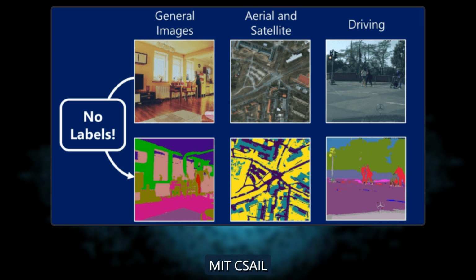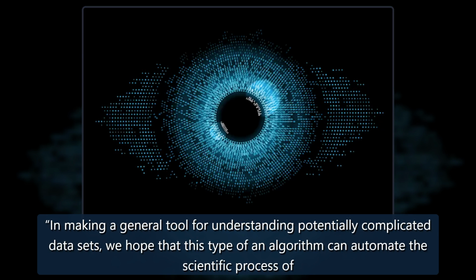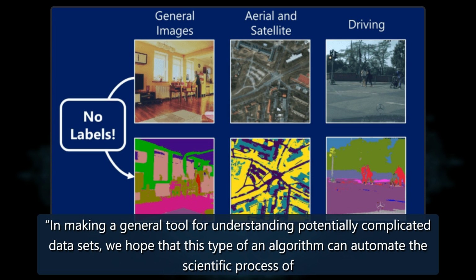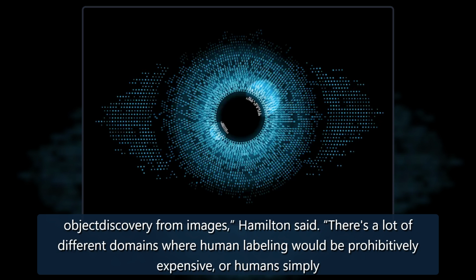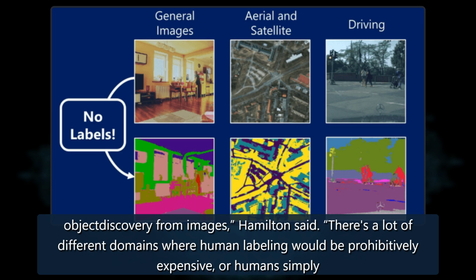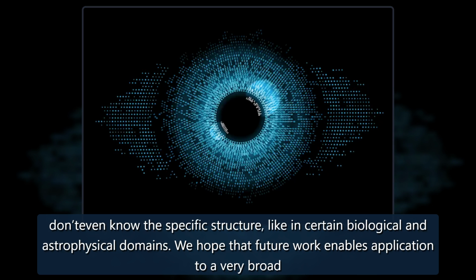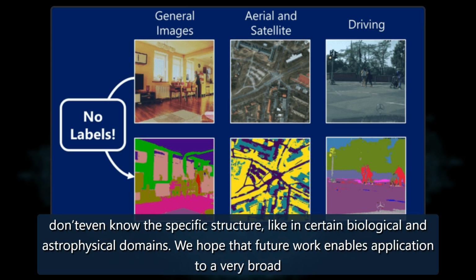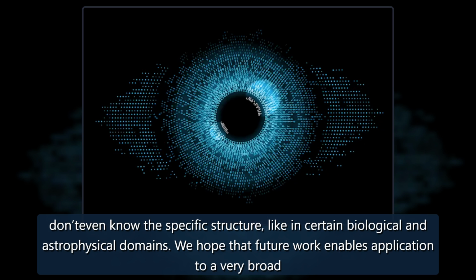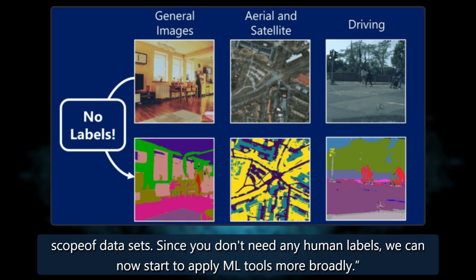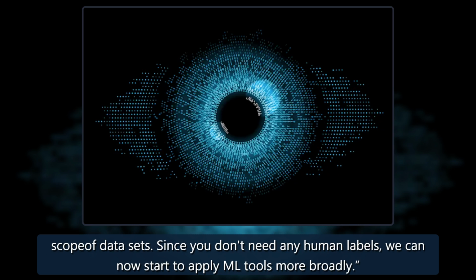"In making a general tool for understanding potentially complicated datasets, we hope that this type of an algorithm can automate the scientific process of object discovery from images," Hamilton said. "There's a lot of different domains where human labeling would be prohibitively expensive, or humans simply don't even know the specific structure, like in certain biological and astrophysical domains. We hope that future work enables application to a very broad scope of data sets. Since you don't need any human labels, we can now start to apply ML tools more broadly."